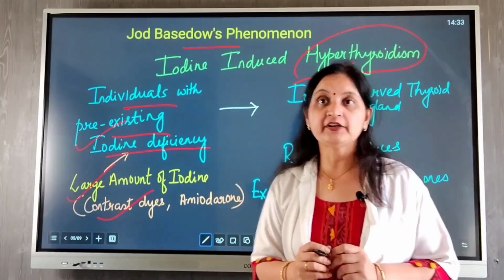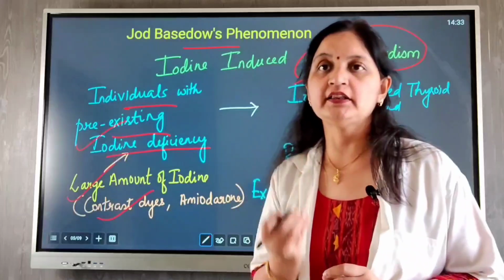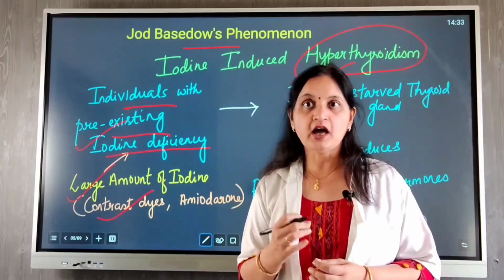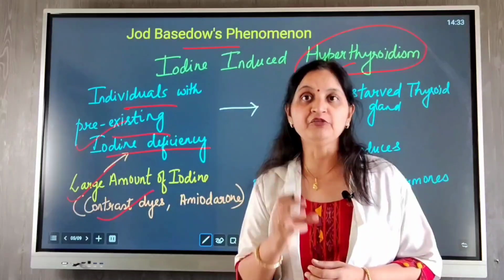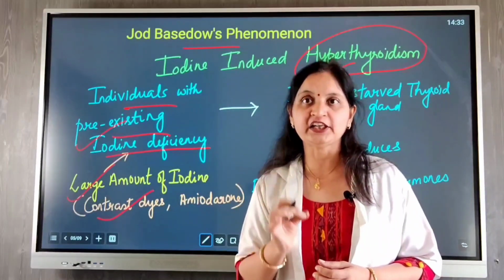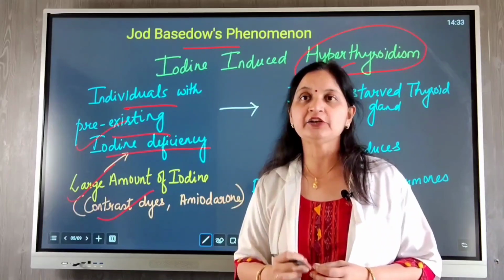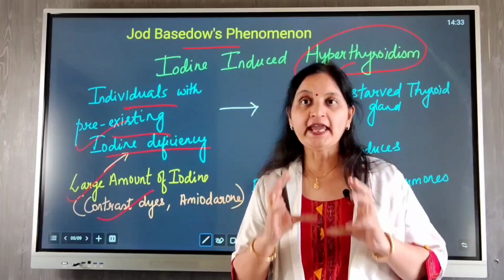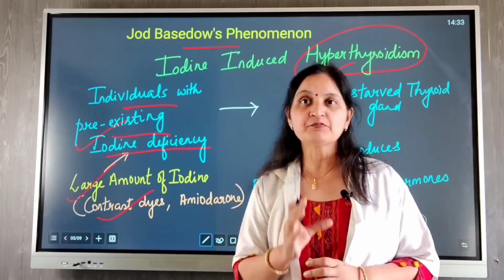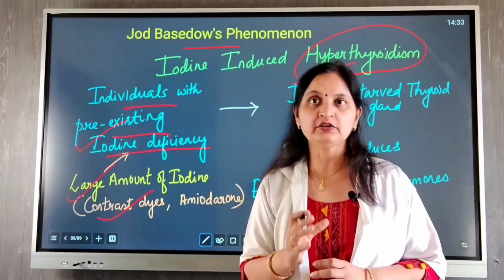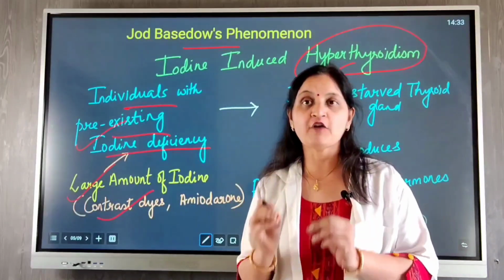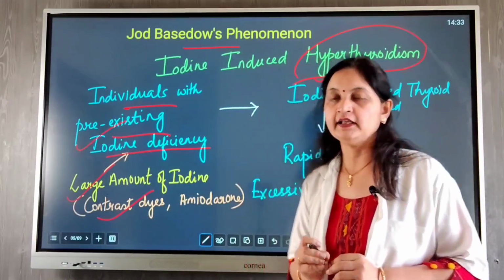So long-lasting iodine deficiency causes starvation in the thyroid gland. The thyroid gland is hungry for iodine, and when a large amount of iodine is introduced to the thyroid gland, there is rapid synthesis of T3 and T4, releasing into the circulation. So there is excessive production of T3 and T4 by the thyroid gland in response to large doses of iodides, and this occurs because of long-term deficiency of iodine in the thyroid gland.